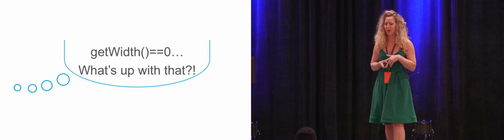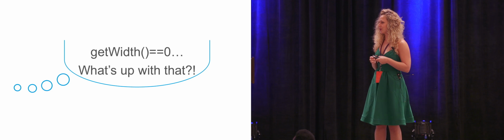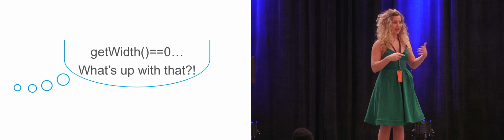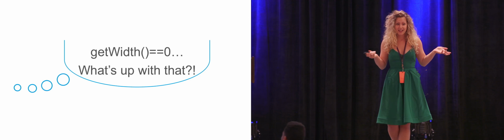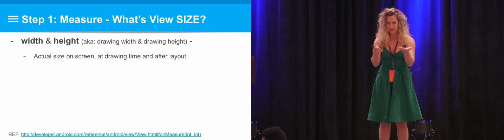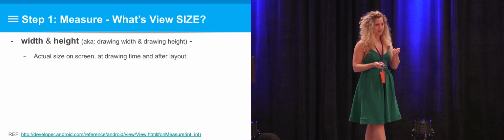A small thing I do want to talk about is that sometimes when we develop our apps, we try to use, I don't know, animations and stuff like that. We try to understand the size of the view. So we say getWidth, getHeight, and we get 0. And I can see the screen, I can see the view. How come it's 0? It exists. So how come this happens?